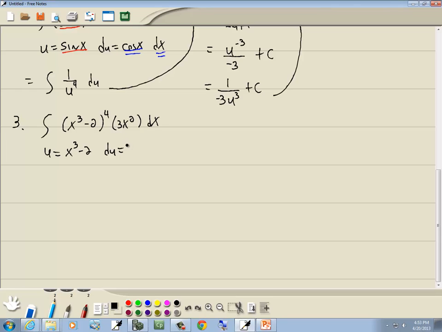Take derivative of it. Derivative of x to the third is 3x squared, and then we have to add on our dx. Well, the x to the third minus 2 matches that. 3x squared, dx. So everything matches exactly. So we're going to replace this x to the third minus 2 with u. So we're going to have u to the fourth. And the 3x squared dx, we replace du.